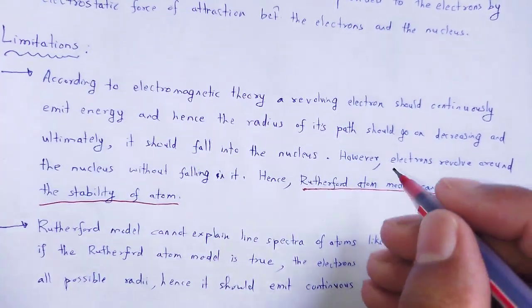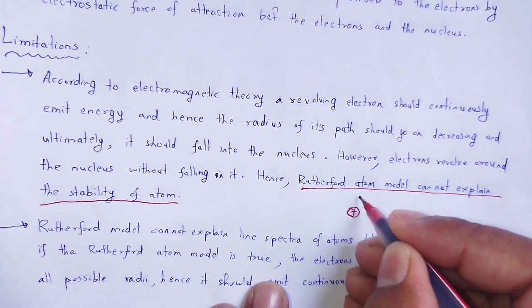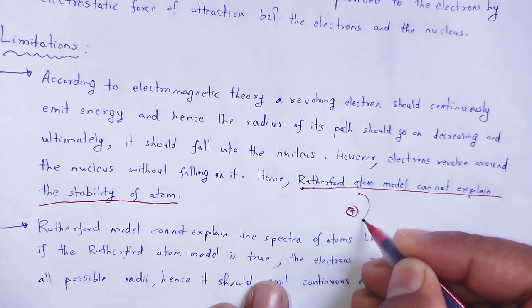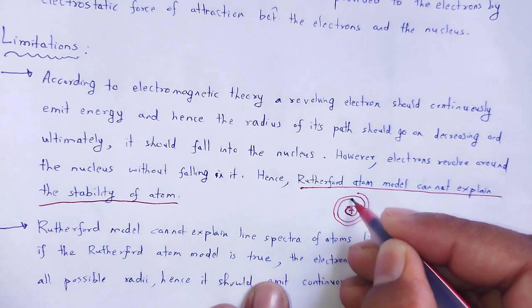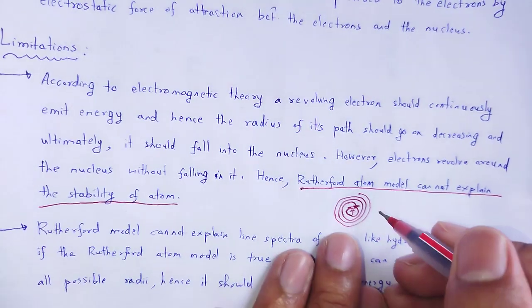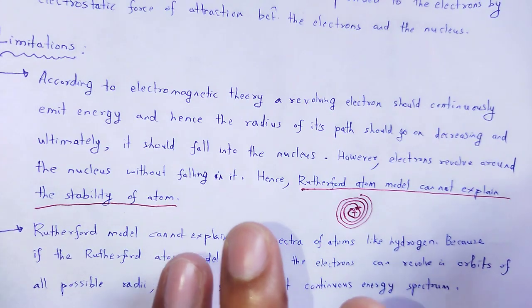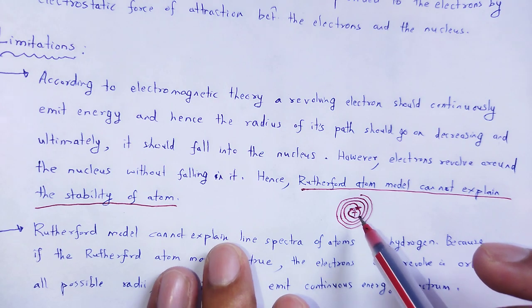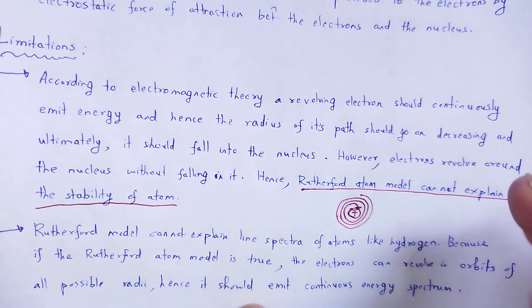Let me help you understand it. That is the nucleus, and electrons revolving around the nucleus. When electrons revolve, gradually the radius decreases, and finally the electron comes to the nucleus and it collapses. But actually there is no collapsing. That is why the stability of the atom can't be explained by Rutherford's atomic model.